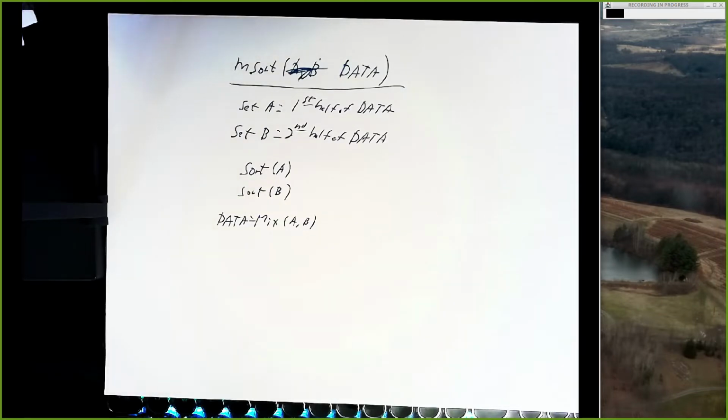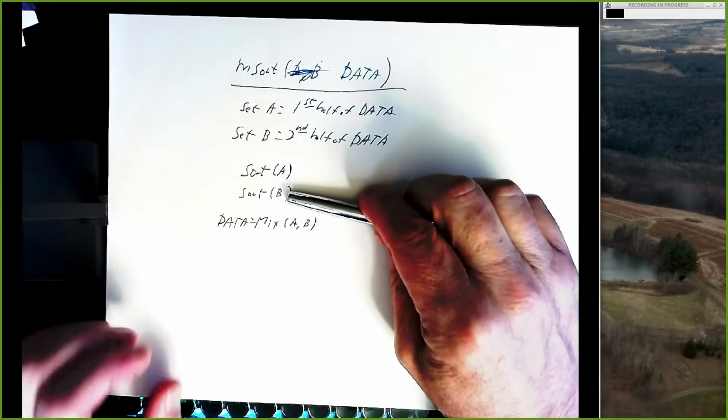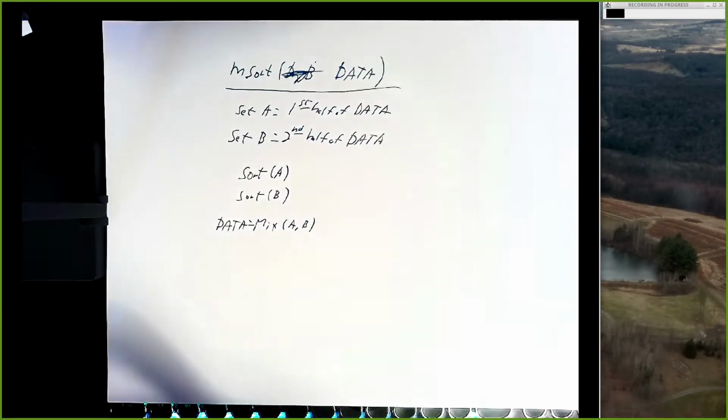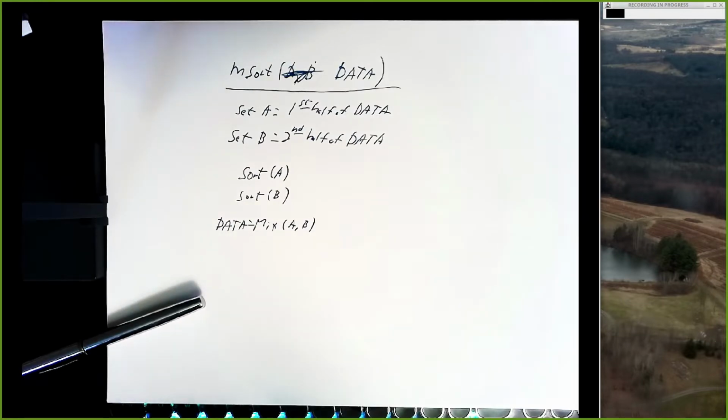So here's the $1 million question. How do I sort these 2 smaller sets of data? What would be a good sort to use? Well, you could do a bubble sort or an insertion sort when the array is created, right? So I could do a bubble sort or an insertion sort or a selection sort.